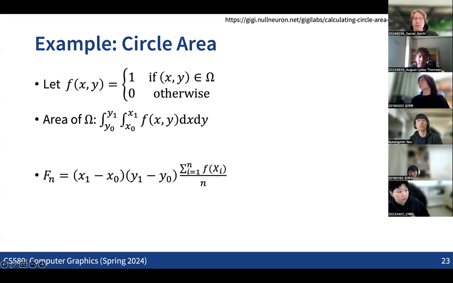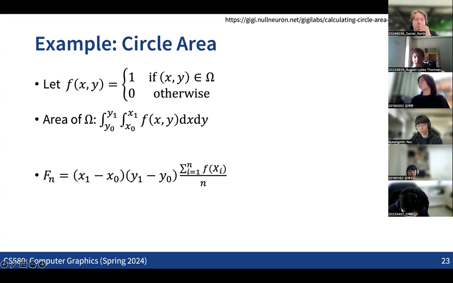So we can first define a function f like this: it becomes one when the query point is inside the region, and zero otherwise. Then the area of the given region has an integral form, taking the integral of this function over the bounding box. From the estimate we saw in the previous slide, we have this estimator, and its expected value matches the area of the region.